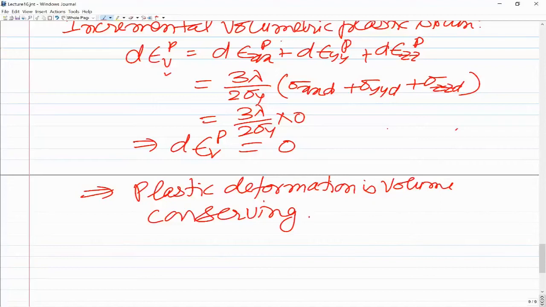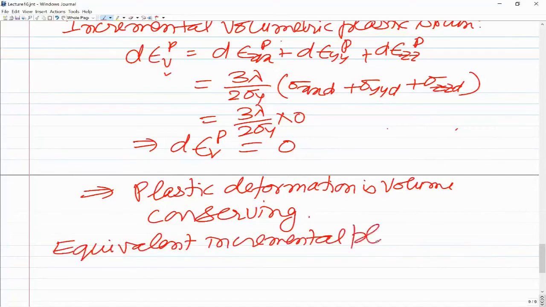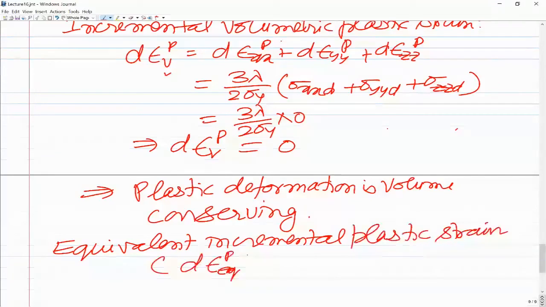So next we want to define another quantity, which is known as equivalent incremental plastic strain. That's another definition we want to give, and then we want to interpret lambda also in the process. So next is equivalent incremental plastic strain. These are all the concepts in plasticity. Let me denote it by d epsilon eq p, for equivalent and plastic.